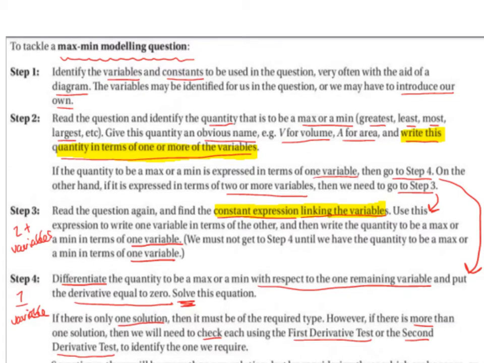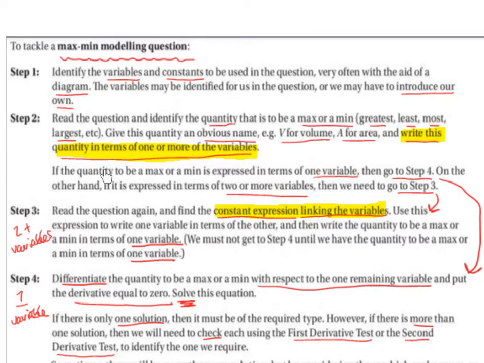Okay, so step 3. Read the question again and find the constant expression linking the variables. Use this expression to write one variable in terms of the other, and then write the quantity to be a max or min in terms of one variable. We must not get to step 4 until we have the quantity to be a max or a min in terms of one variable. So for two or more variables, we use step 3.